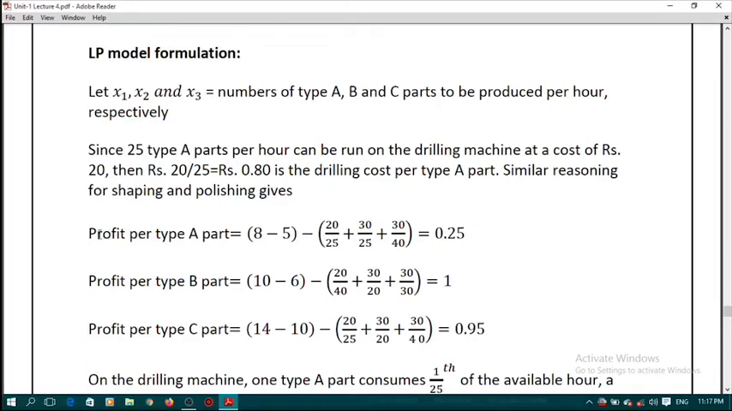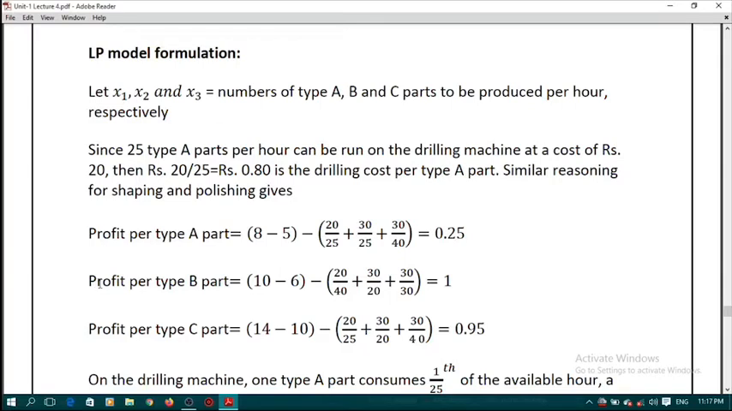So here we calculate the profit per type A part, and that equals rupees 8 as the selling price, minus rupees 5 as the casting price, minus the other 3 processes, that is drilling, shaping and polishing. So these are those costs, and finally we have 0.25.